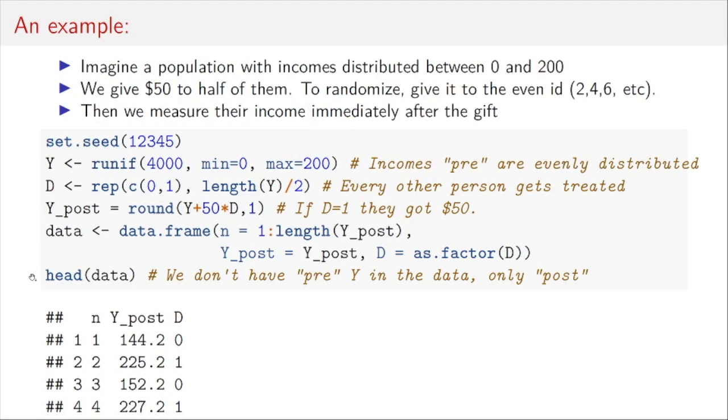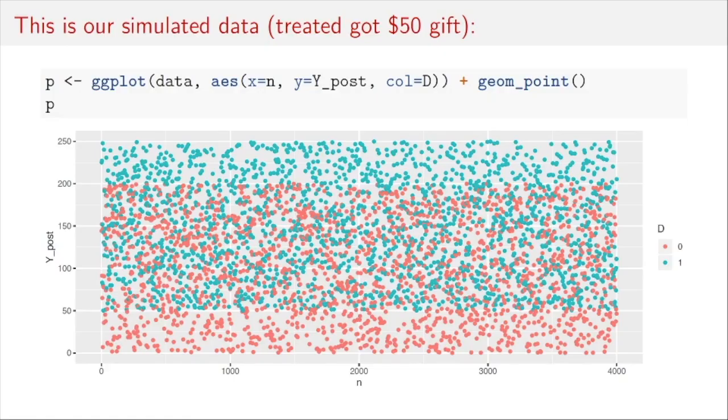We take a look at what we have. This is the person's ID, this is the income we observe after the treatment, and this is the dummy. Note that we do not need to observe the income before the treatment, or we assume that we don't observe it. Our simulated data looks like this.